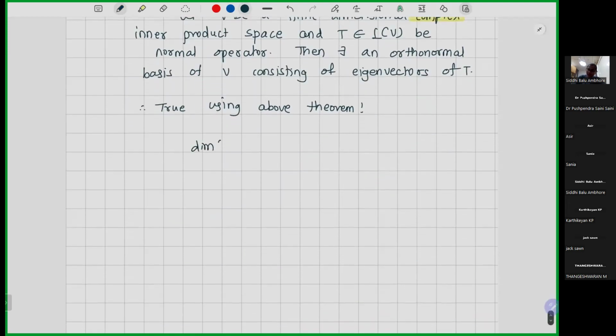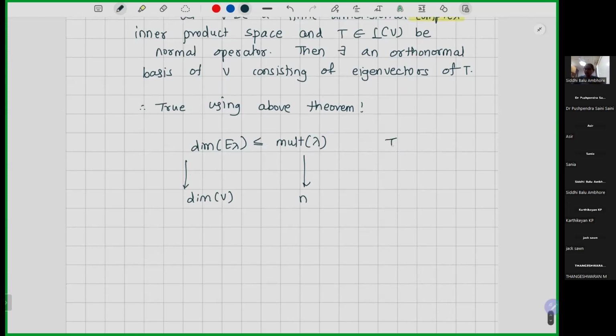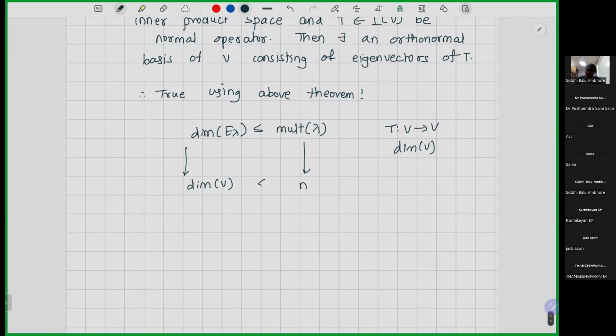And one thing, that dimension of E lambda is always less than or equal to multiplicity of lambda. This statement is also explained in the lectures. Since dimensions of E lambda will add up to dimension of V, and multiplicities of lambda will add up to n, because if T is from V to V and dimension of V is n, then there are n many eigenvalues, and this is less than or equal to n.